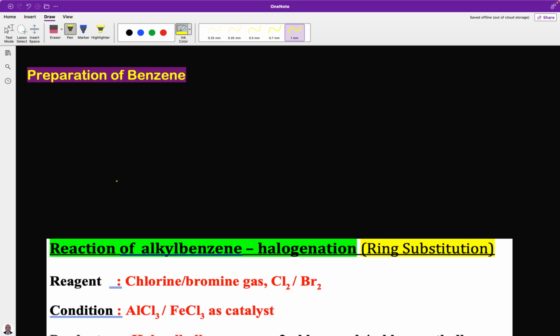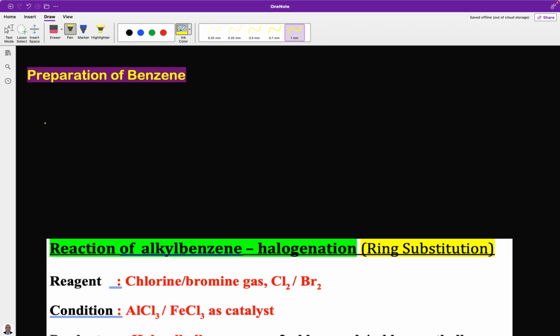But how is benzene produced? Benzene can be produced from ethane. It can be produced from ethane by heating ethane with red hot copper. If ethane is heated with red hot copper, or with an iron tube, you can equally get benzene. So benzene, as I said, can be produced from ethane.